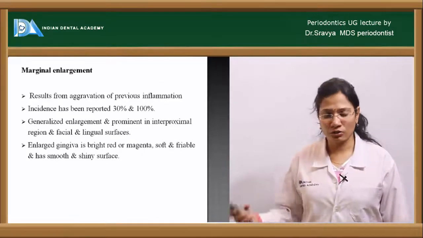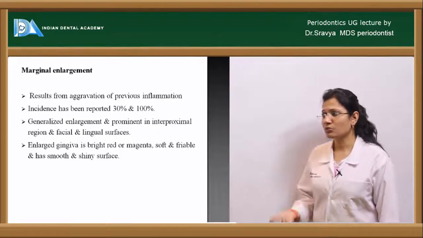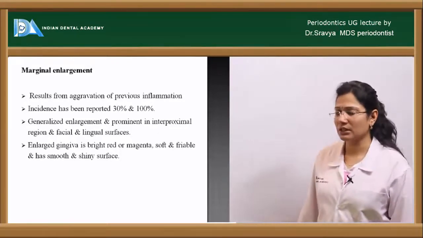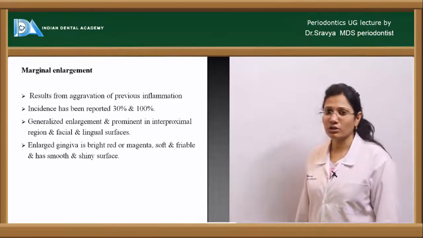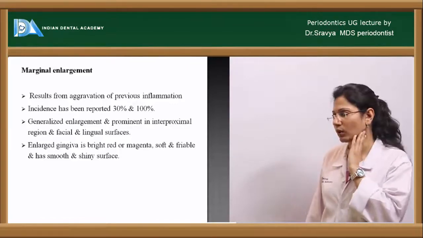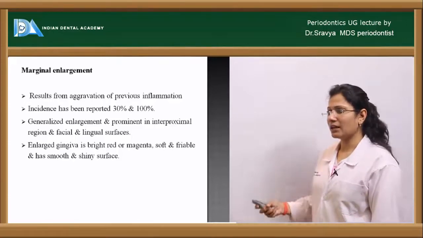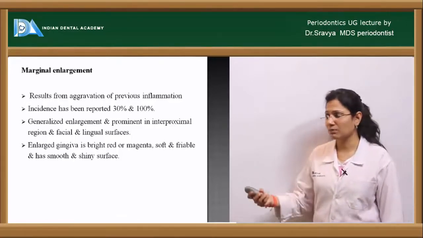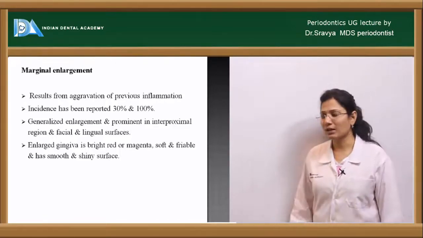It can either affect the marginal gingiva, or it results from the aggravation of previous inflammation. The incidence of marginal enlargement has been reported to be about 30 to 100%, meaning all the marginal tissue is involved with the enlargement. So it's basically a generalized enlargement, and the enlarged gingiva is bright red, or it can be magenta. It's soft and brittle in consistency. It is smooth and shiny.